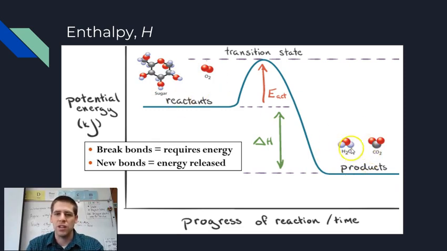But in biology, you kind of ignore that part. You just gloss over that. But it's a very common misconception to think that breaking bonds releases energy. Breaking bonds needs energy. You have to separate those atoms from each other in order to break bonds.